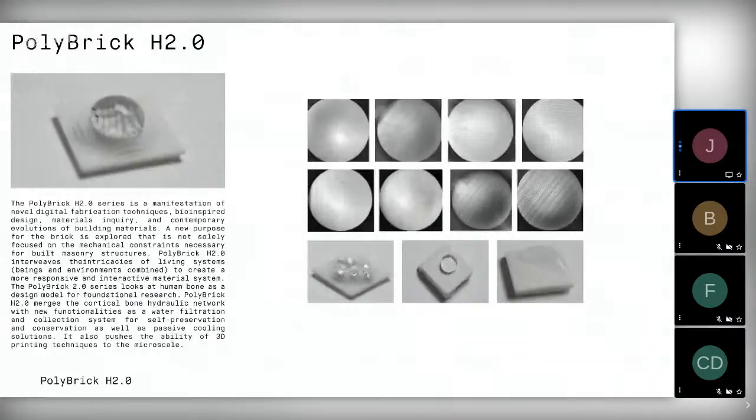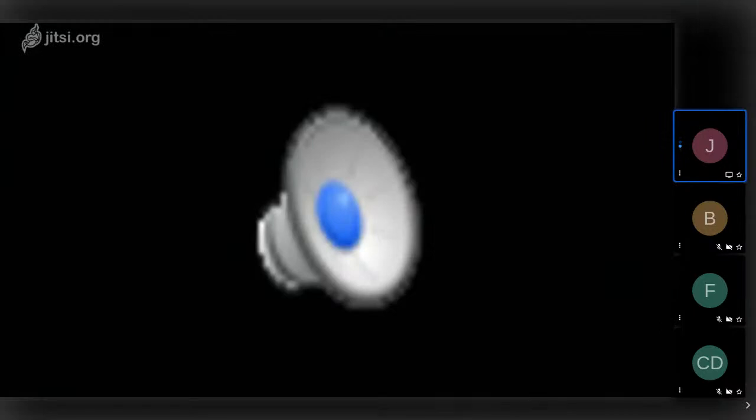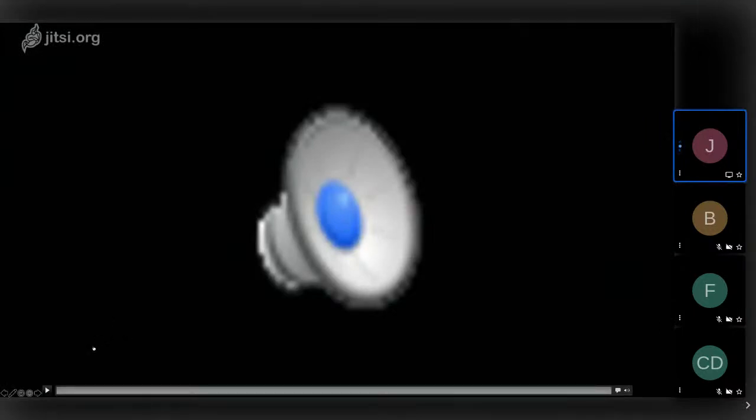So imagine a wall that could direct the flow of water based on its patterning at a micro scale to cool a given environment or space, or to direct water for a green wall. So the following video summarizes the polybrick series and where we're at currently. So I'm going to go ahead and play this.